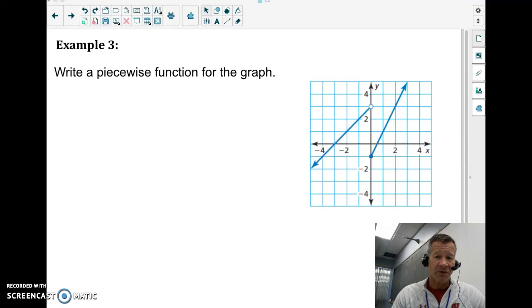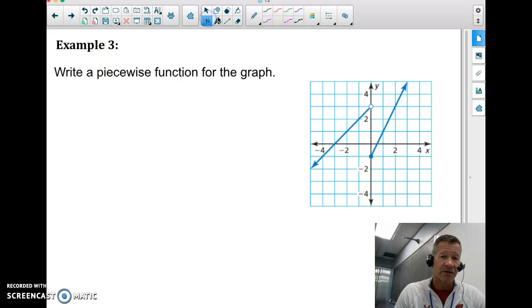Example 3, we're going to reverse the process. Instead of graphing a piecewise function, we're going to take the graph of a piecewise function and try to determine what the function is. So, first look at the directions. Write a piecewise function for the graph.